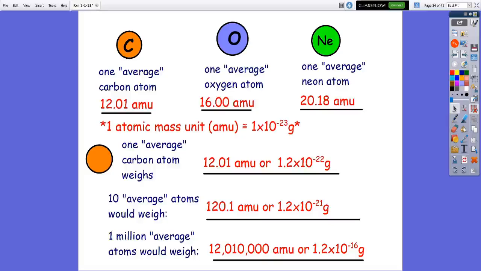Now, the next line here is not in your notes, and it's not entirely factual, so you can kind of forget about it after this slide.